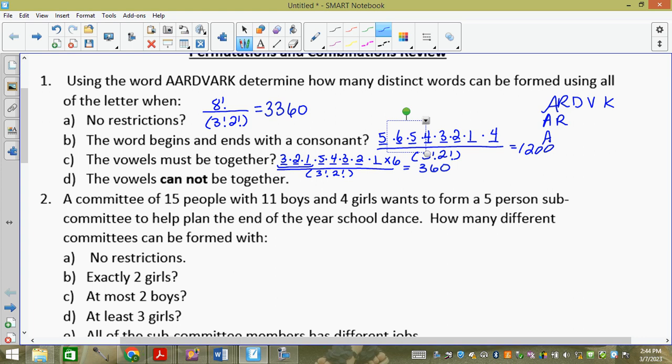Okay, now if it says the vowels can't be together, whenever we see can't be together, we always say total minus them together, correct? We have both numbers. The total no restrictions is 3,360. Of all of those words, 360 of them have vowels together. So 3,000 of them have vowels not together.